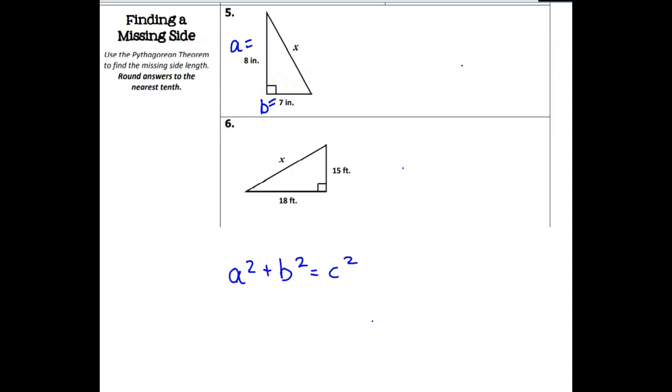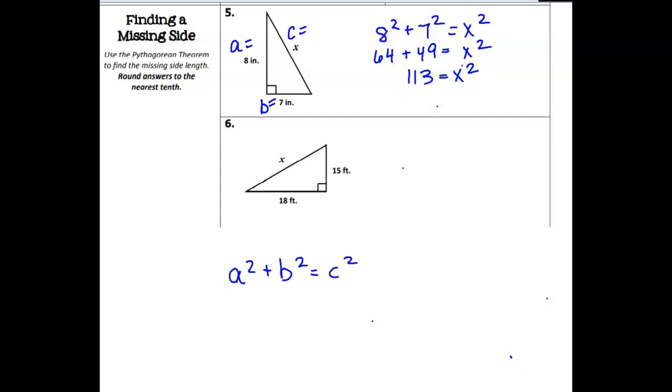Okay, so a squared would be 8 squared plus b would be 7 squared. Does that equal x squared? That's what we're looking for. We plugged it in. We've got 64 plus 49 is equal to our x squared. 64 plus 49 is going to be 113. 113 is equal to x squared.